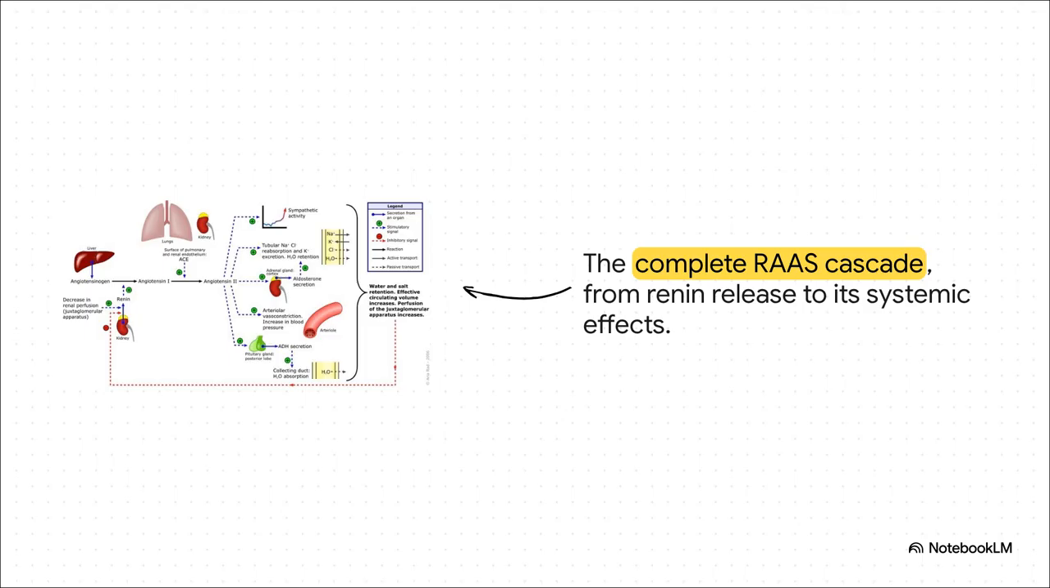Now, angiotensin II is the real powerhouse of this system. It does a few things. It causes powerful vasoconstriction in the arterioles, directly cranking up blood pressure. It also hits the adrenal gland to stimulate aldosterone secretion, which tells the kidney to hold on to sodium and water, increasing blood volume. And finally, it stimulates ADH secretion from the pituitary, which promotes even more water retention. The end result? A huge increase in both vascular tone and fluid volume.